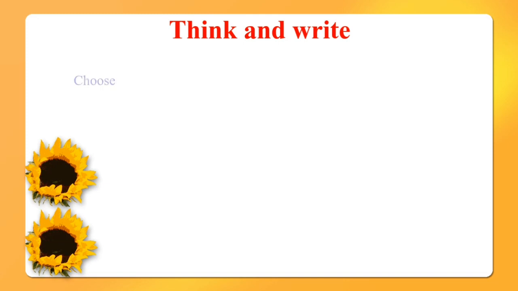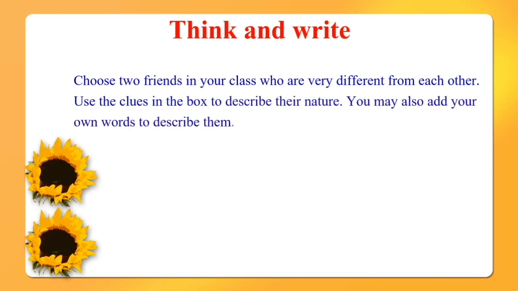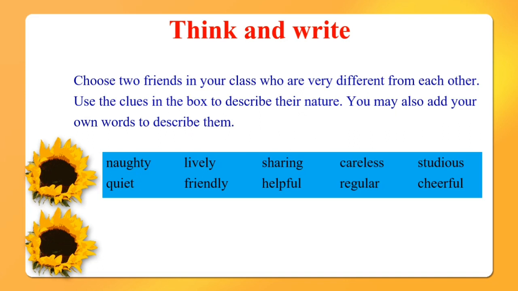Think and write. Choose two friends in your class who are very different from each other. Use the clues in the box to describe their nature. You may also add your own words to describe them. Here the clues are naughty, lively, sharing, careless, studious, quiet, friendly, helpful, regular, and cheerful.